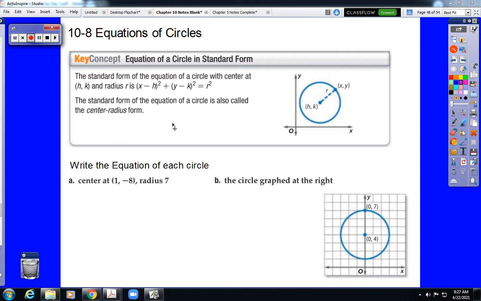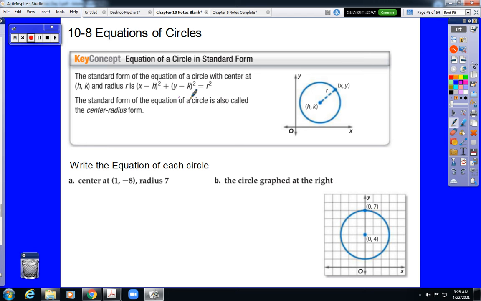Any circle on the coordinate plane has two defining features. It has a center, which we are going to represent with the point (h, k), and it has a radius defining the distance between the center and the circle itself, which we're calling r. This results in the standard form of the equation of a circle. Again, center at (h, k), radius of r, which is (x minus h) quantity squared plus (y minus k) quantity squared equals r squared.